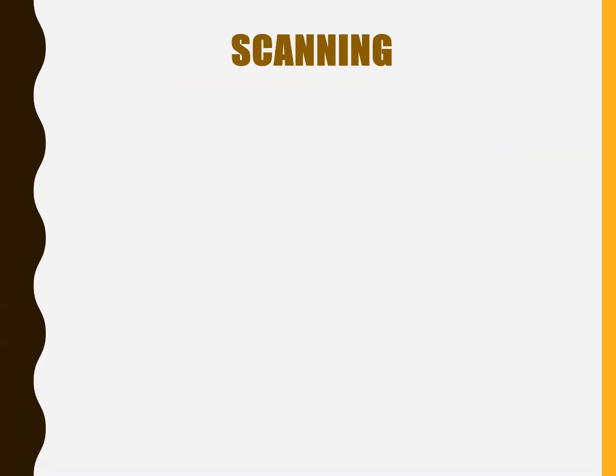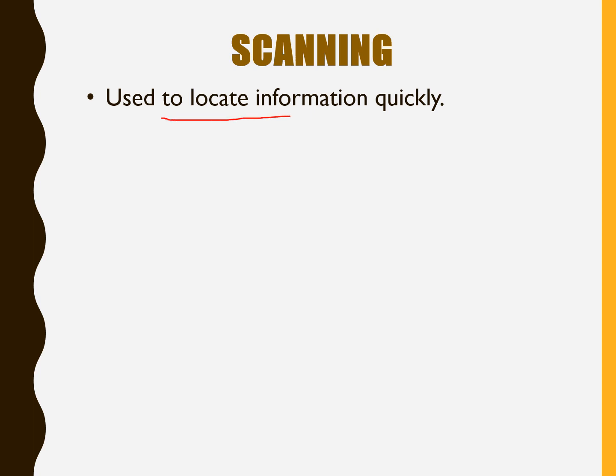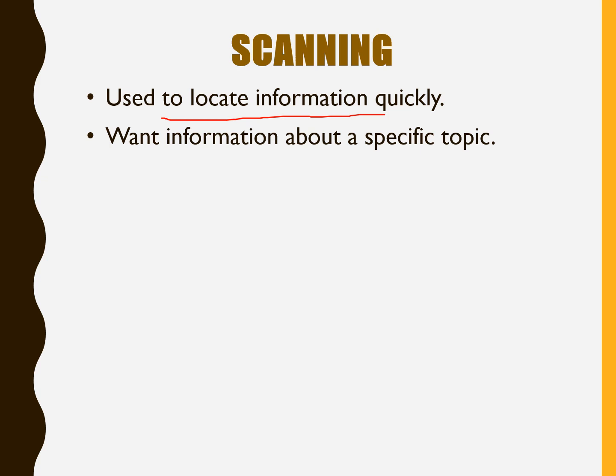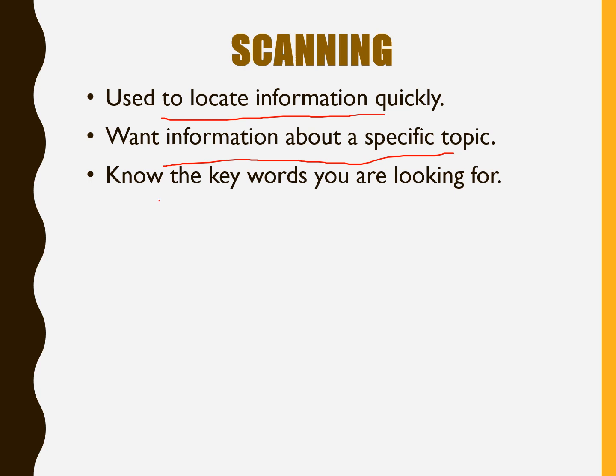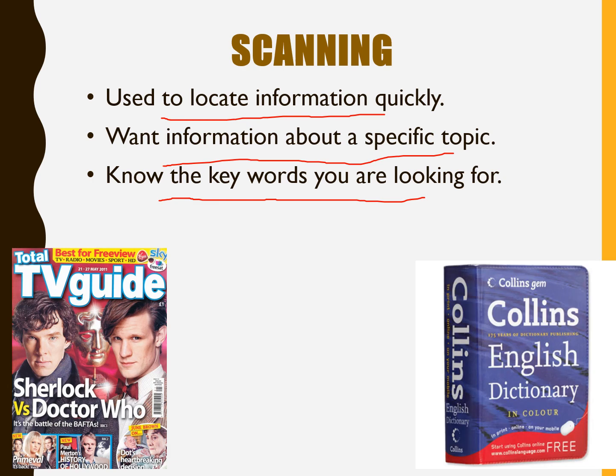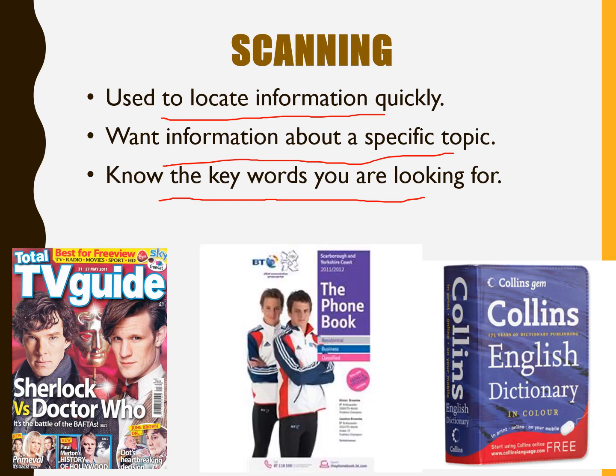Next, we are moving on to scanning. You scan the text in order to locate information quickly, when you want to know more information about a specific topic, and you need to know how to find the keywords you are looking for. If you look at the examples given to you, we have the front page of a magazine, the phone book, and the front page of a dictionary. By looking at these examples, you should know what kind of information you are looking for and look only for the keywords.